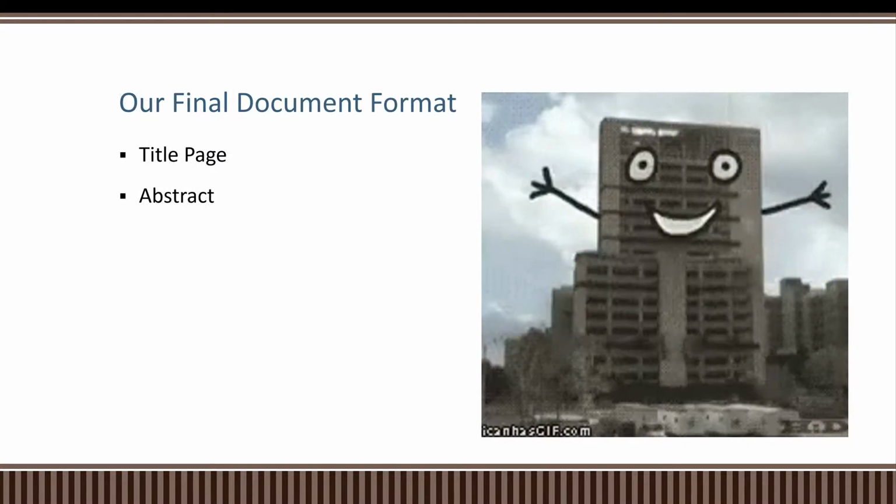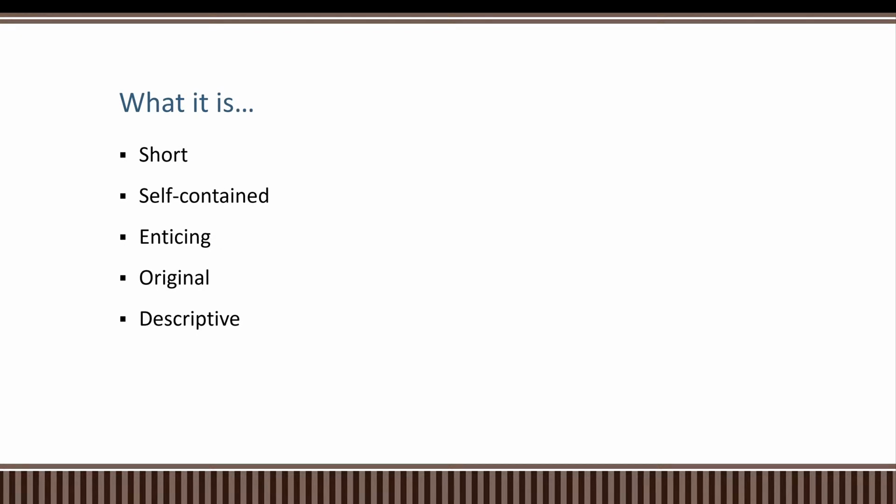Next is the abstract. An abstract is a self-contained, short, and powerful statement that describes the larger work. It will include your research question, background, and a conclusion about the research. It's 150 to 250 words, and it should entice the reader to want to read the rest of your document. It's original, it's not a copy and paste from your whole work, and it does describe your research paper.